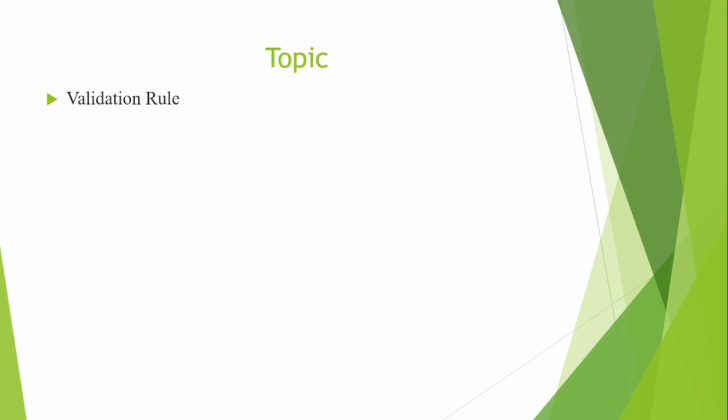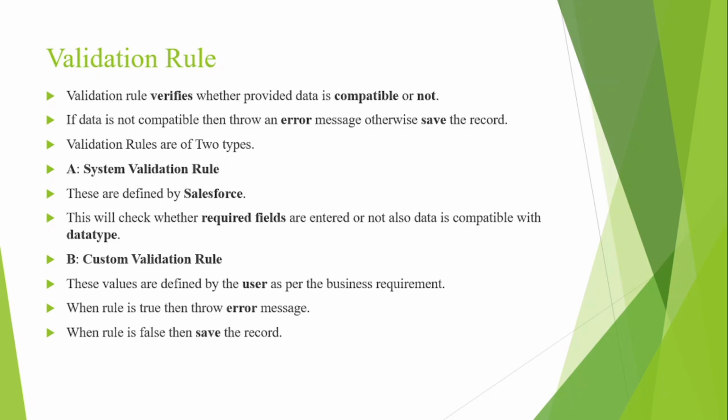The topic we are going to cover in this session is validation rule. A validation rule verifies whether the provided data is compatible or not, meaning whether it is suitable for that field or not. If it is suitable, then it is going to save the record; otherwise it displays an error message or suggestion. If the data is not compatible, throw an error message, otherwise save the record.